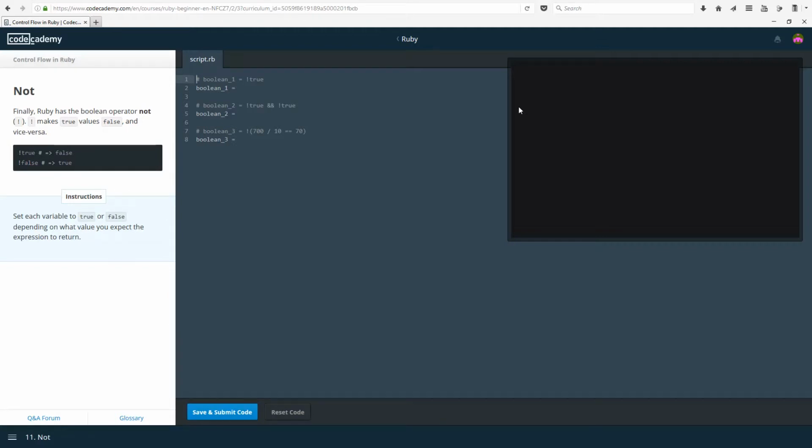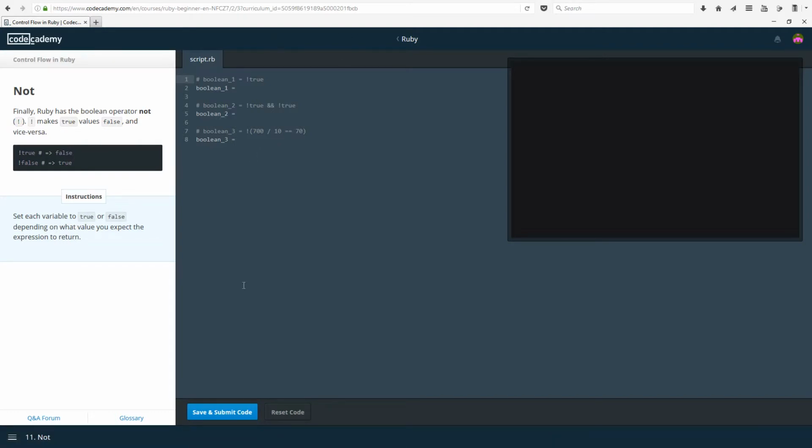So finally, Ruby has the boolean operator not, or exclamation mark as it is marked. So exclamation mark makes true values false and vice versa, so false values true. If you do not true, it means false. Not false means true, just like in real life. It's quite logical, which is why they are called logical operators.